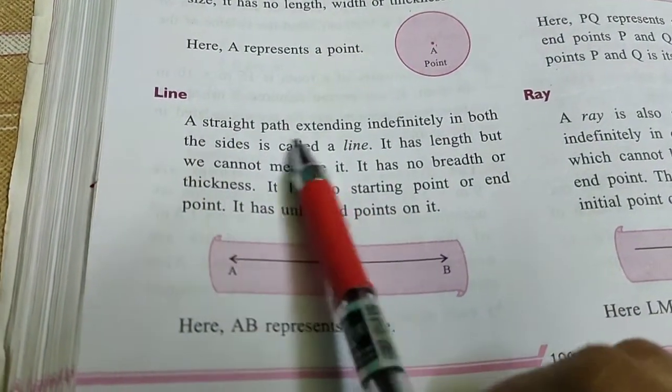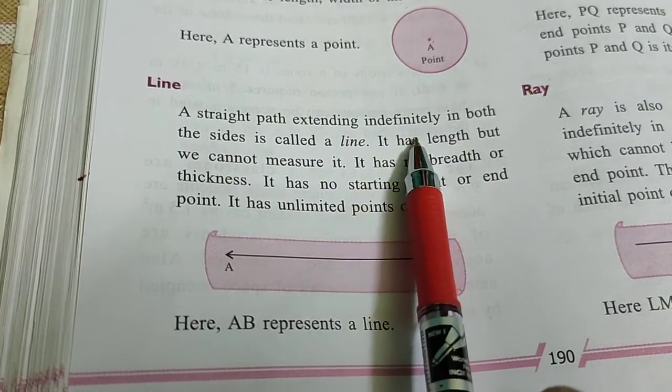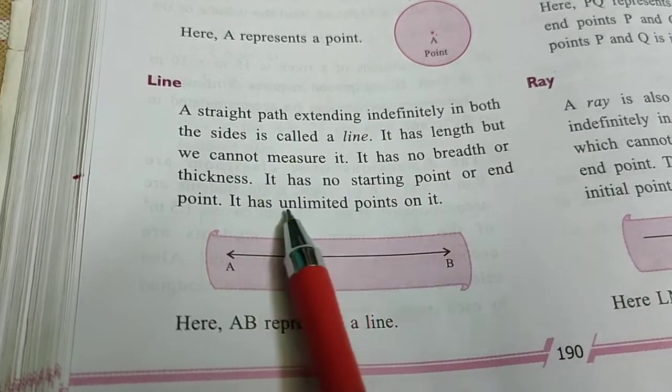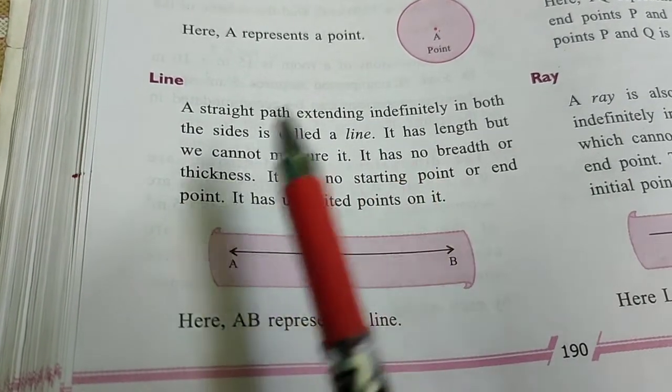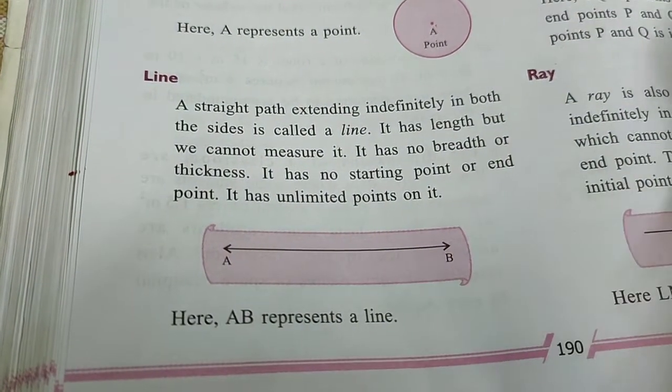And line: a straight path extending indefinitely in both the sides is called a line. It has length but we cannot measure it. It has no breadth or thickness. It has no starting point or end point. It has unlimited points on it. Here AP represents a line.